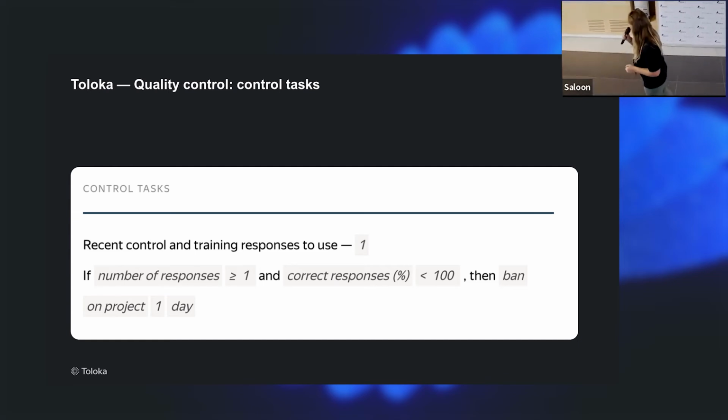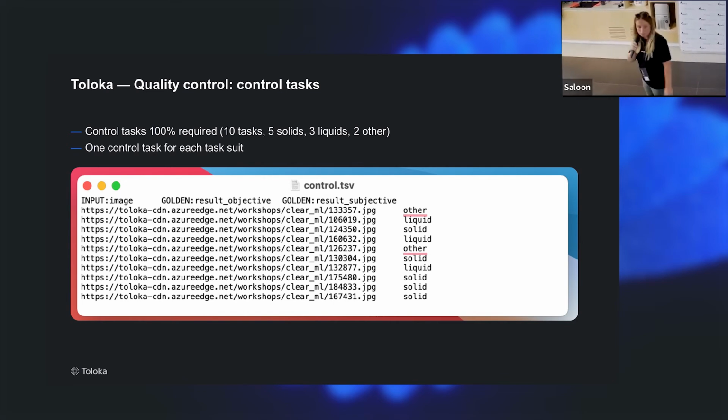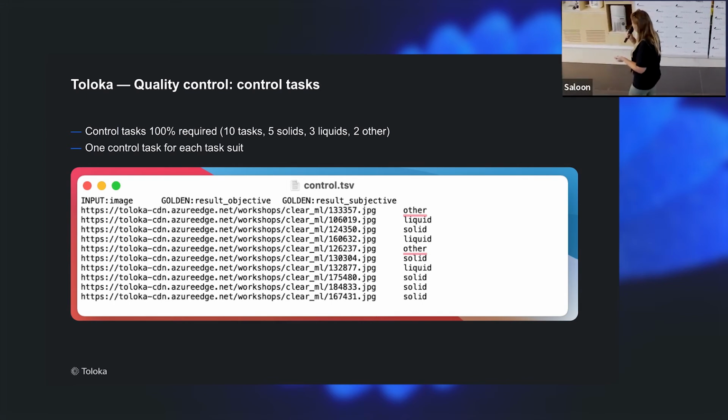And if you look at the next slide, this is the example of control tasks I have set up in Toloka. And you can see that, again, there is a variety of classes that were in my project. So I have some pictures that were annotated as other, as liquid, and as solid.